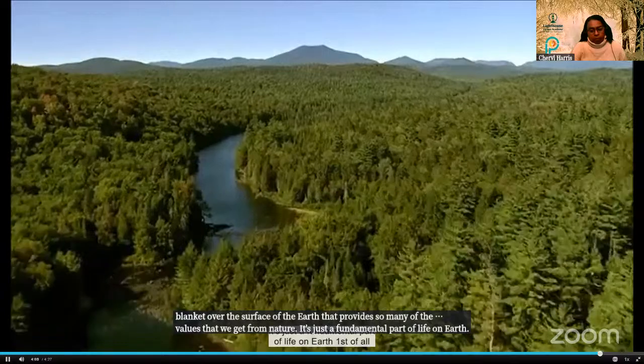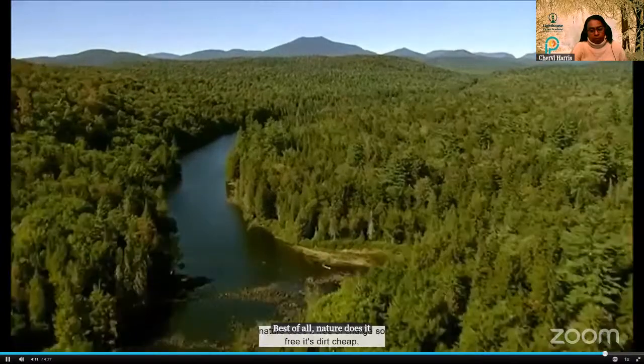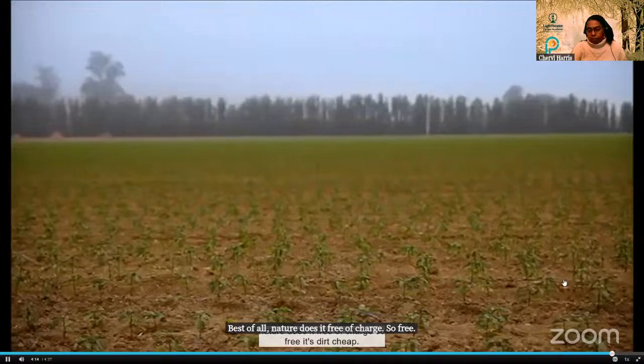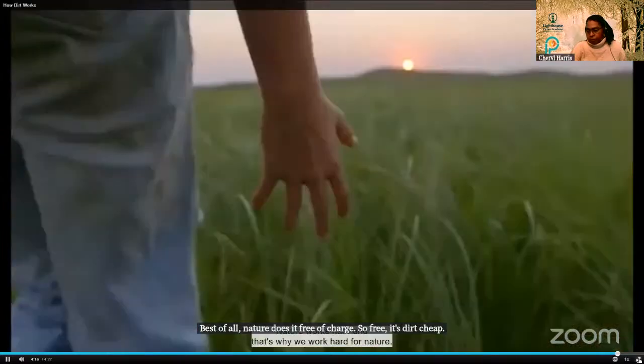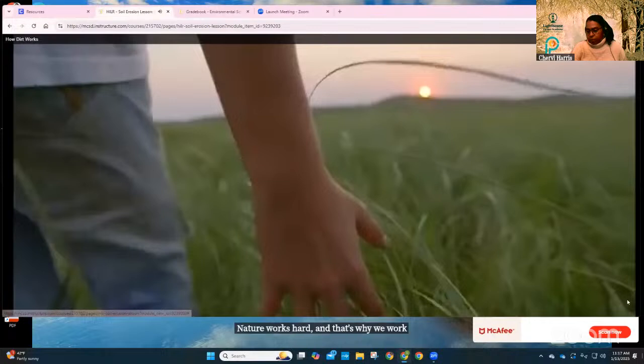Best of all, nature does it free of charge. So free it's dirt cheap. Nature works hard, and that's why we work hard for nature.